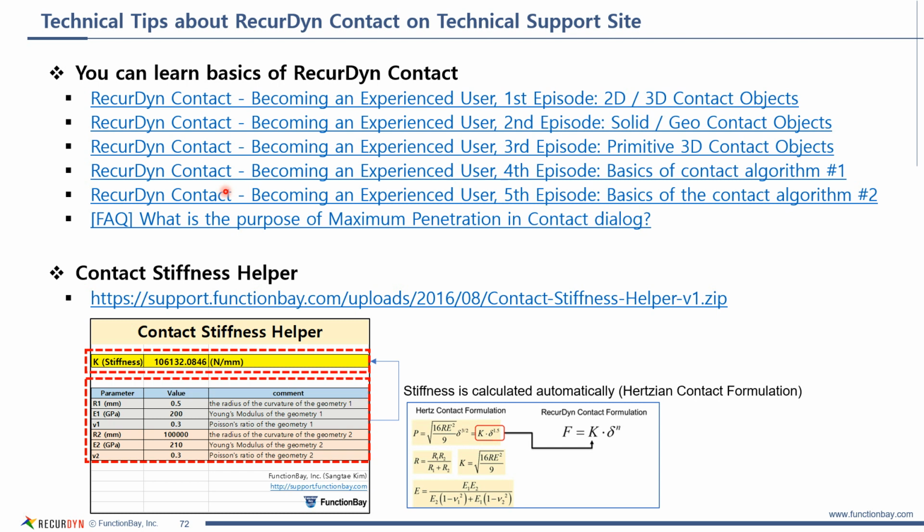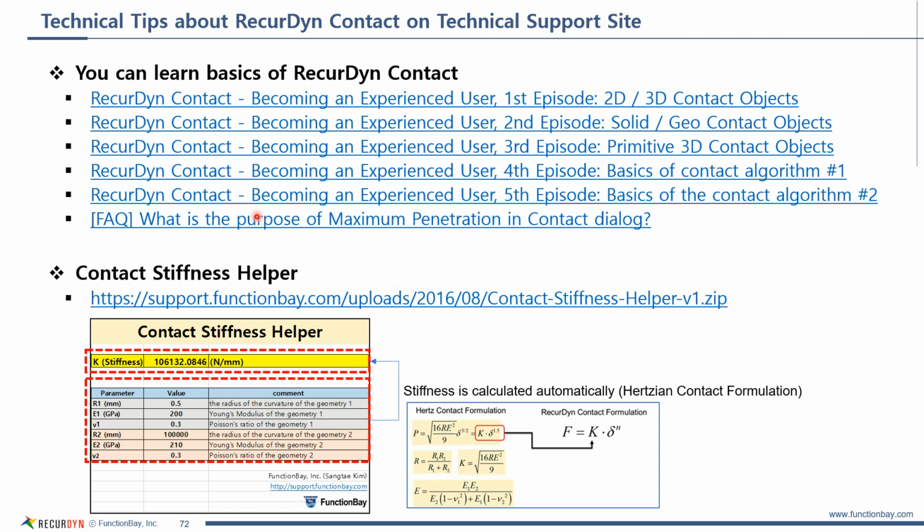One of the most frequently asked questions about contact is how to decide the initial value of the stiffness coefficient. In fact, there is no absolute guide to the appropriate contact stiffness coefficient. Usually, it is decided by comparison with the experimental data.